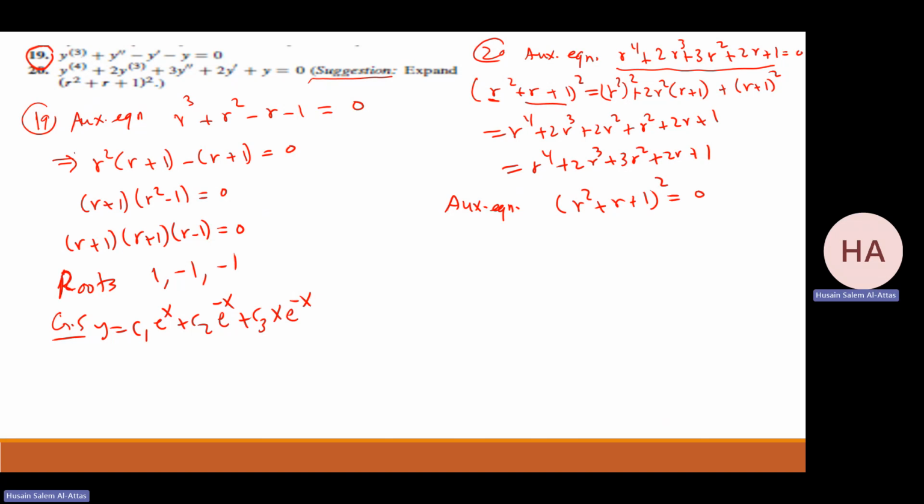Without the suggestion it will be complicated, you cannot do it easily. You need to add and subtract. Now I need to find the roots for this one. r squared plus r plus 1 equals 0. I solve it by the quadratic formula: minus b plus or minus the square root of b squared minus 4ac, over 2a. So it's minus 1 plus or minus the square root of 3 i over 2.